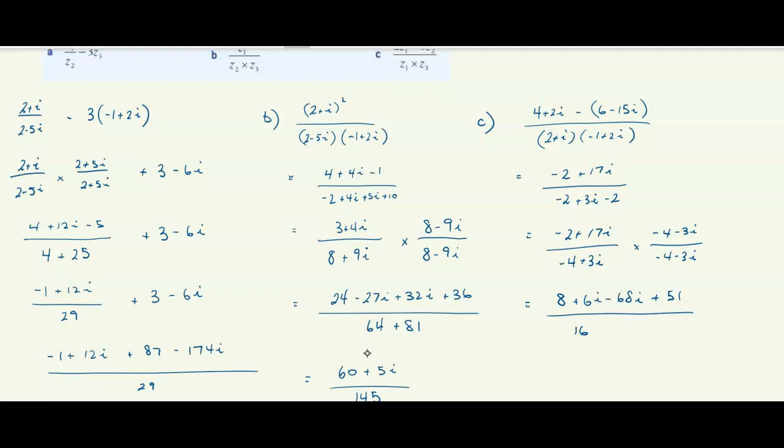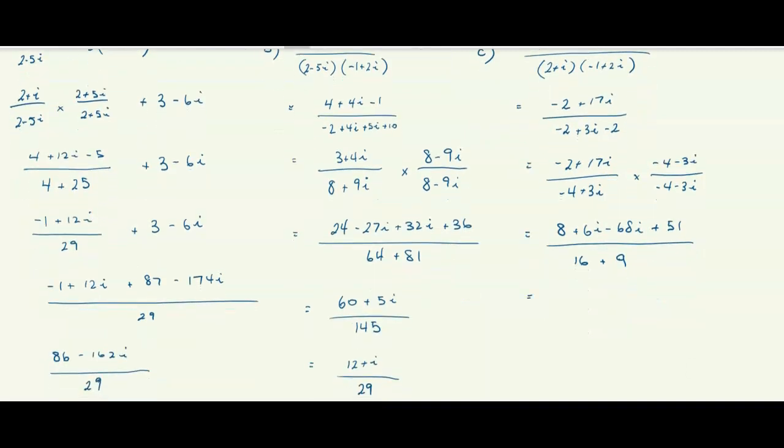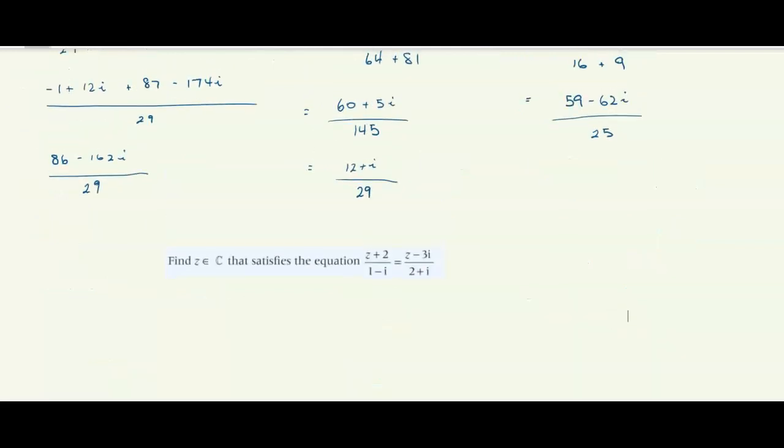And now I've got minus 9i squared, which is plus 9. Minus 9i squared, i squared is negative 1, minus 9 times negative 1 is plus 9. So we have 8 plus 51 is 59. 6 minus 68, so we've got minus 62i over 25. And our final example, again, feel free please to solve this. We're going to find z.